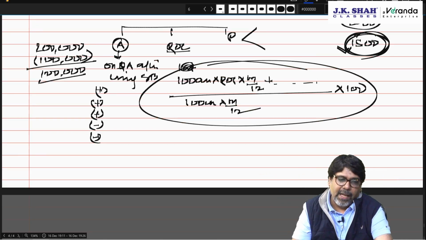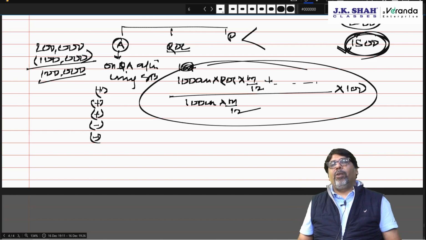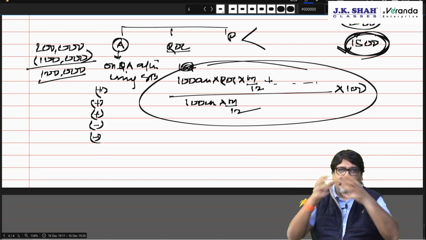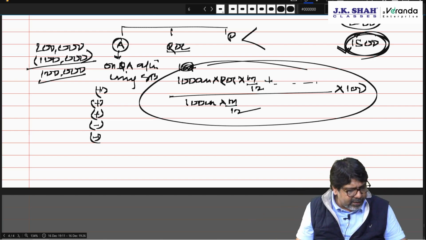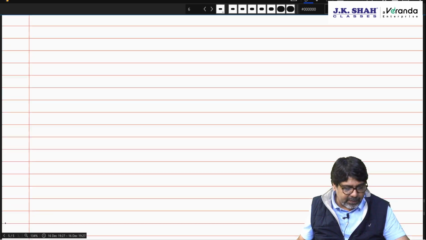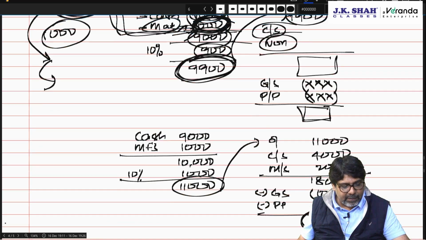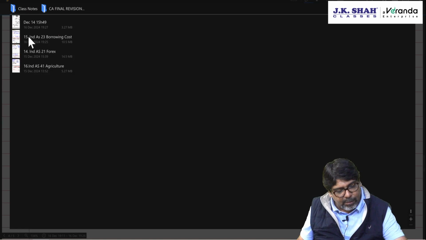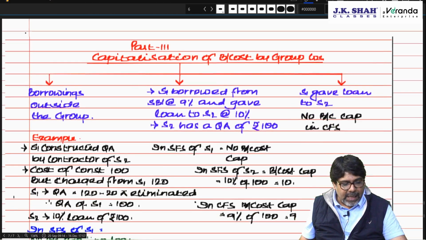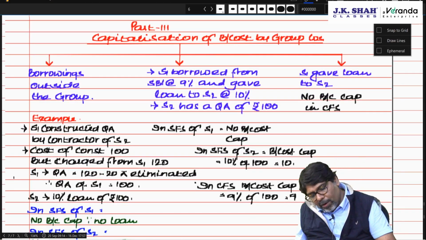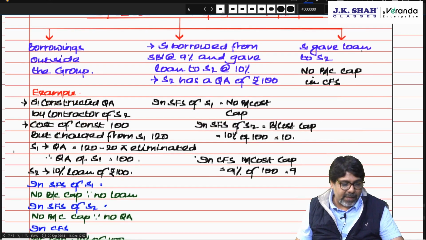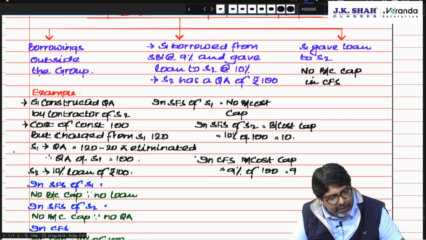Understood? Yes or no? And it is stated that if specific borrowing cost is taken for more than one asset, it should be bifurcated. Yes or no? Yes. Group borrowings. Now understand group borrowings. That means capitalization of borrowing cost by group companies. Now understand, borrowings outside the group.